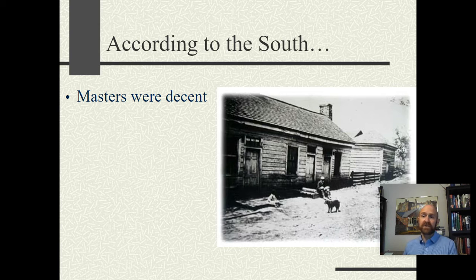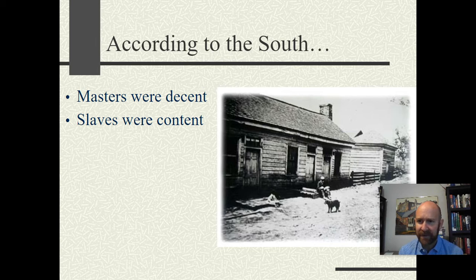They're going to argue that masters are decent, that they're Christian, and that they take their slaves from Africa who are heathens because they're not Christian, and convert them to Christianity. So they actually make an argument that they're doing God's work, which is mind blowing, right? They're going to say that slaves are content. And what they mean by that is a couple of things. One, that they're not as evolved as Americans are, as the Southerners are, and so they're content just working all day and having that kind of simple life.